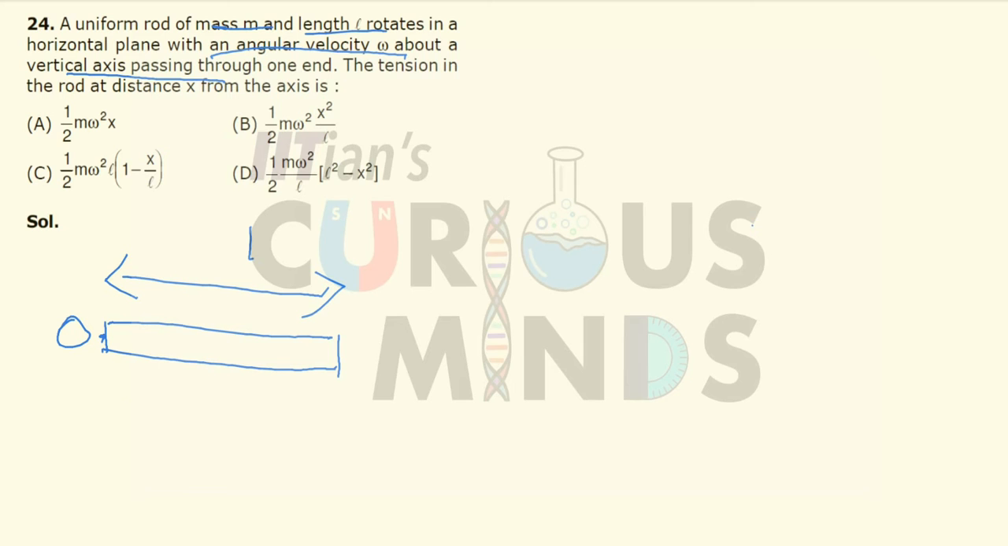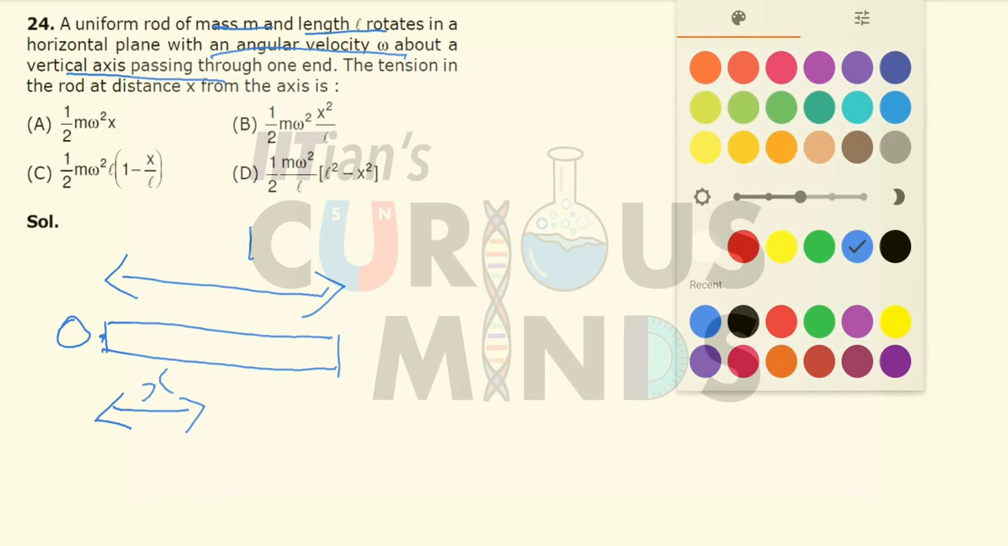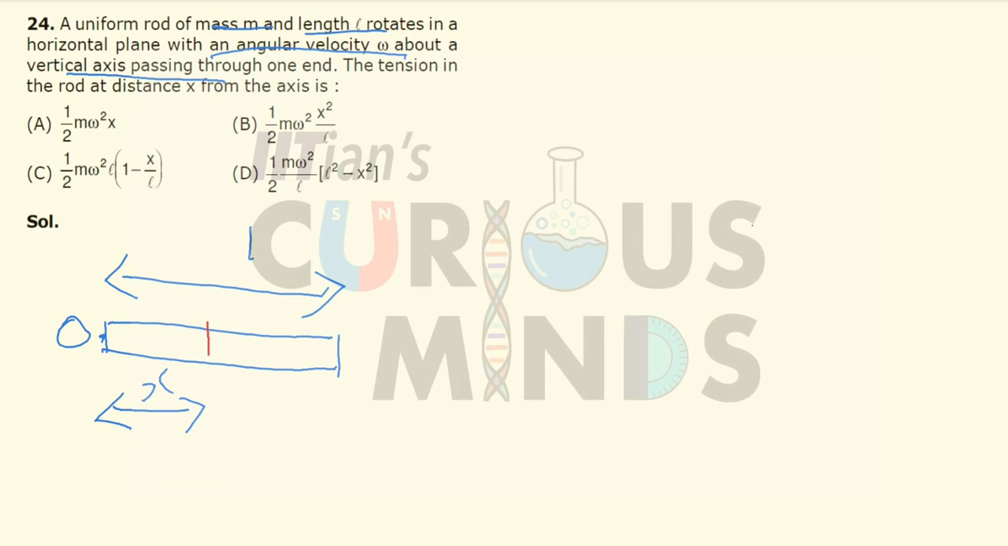So if I want to find out the tension at point X or a distance X, I have to divide the rod into two different parts. Okay, one will be the left hand side of mass, let us say m1, and on the right hand side the mass is equal to m2. The m2 mass is very significant. So basically I can divide it into two different points.